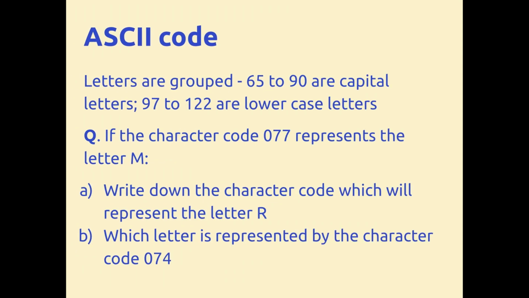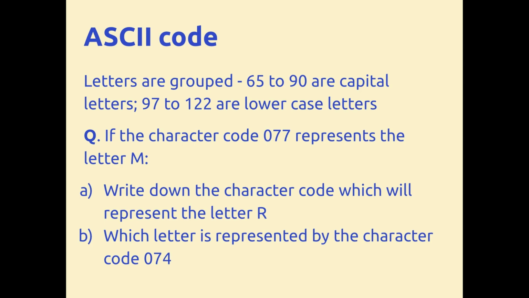So one of the key things about the ASCII table is that the characters are grouped. So 65 to 90 are the capital letters, 97 to 122 are the lowercase letters, and all the numbers are in one group as well. Okay, so this is a common exam question. It's just a bit of simple logic of working out the answer.